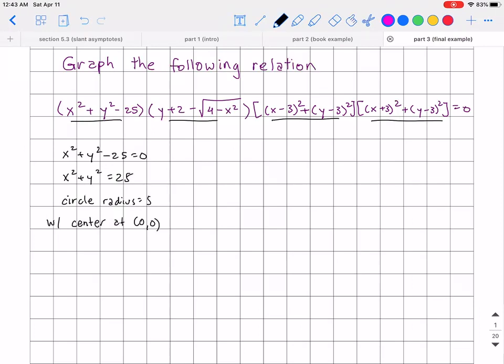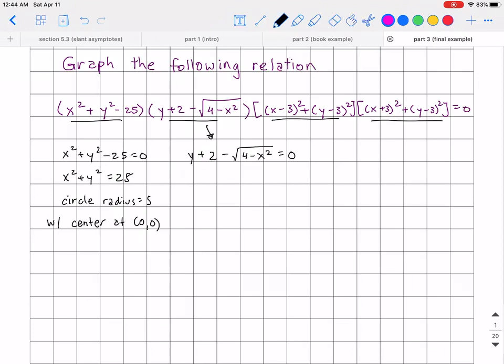So what's happening is we actually have a graph that consists of 4 graphs put together because they are all factors of this big nasty relation. Let's translate each one to see what happens next. The second factor over here, again, we have y plus 2 minus the square root of 4 minus x squared is equal to 0. Again, taking this factor, go ahead and set it equal to 0.